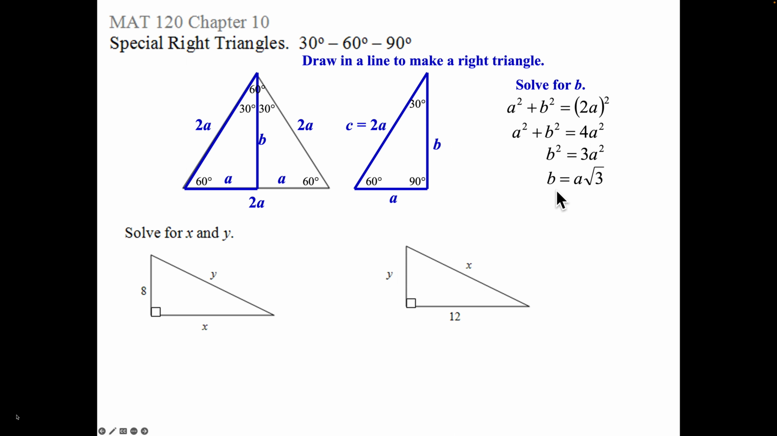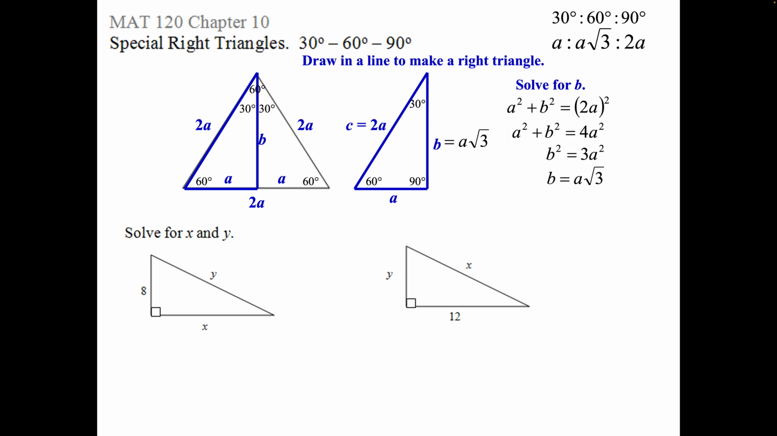To solve for B, we'll take the square root. So the square root of A squared is A. Square root of 3 is square root of 3. And there's our B value, and all 3 sides have an A in it. That's why these are special right triangles.